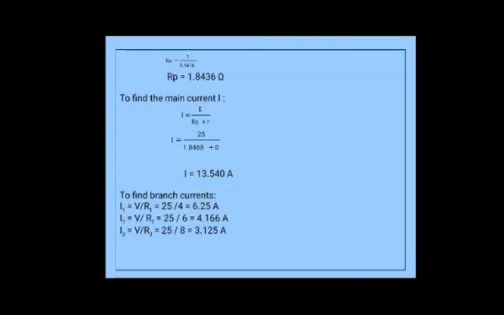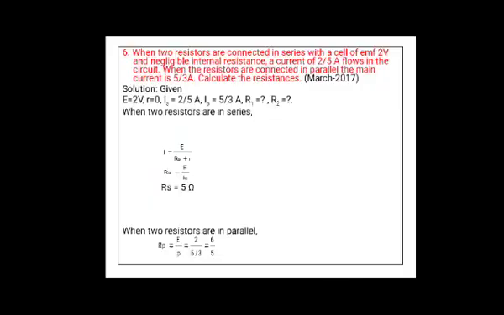Now to find branch currents, you can use the formula I1 = V by R1. Then 25 by 4, 6.25. I2 is 4.16 ampere and I3 value is 3.125 ampere. So like this you can solve it for parallel combination.